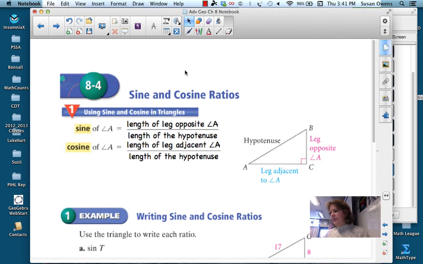Today's video is for Chapter 8, Section 4, Sine and Cosine. So we've already learned tangent and we've seen where the tangent ratio comes from. These next two are just two other ratios that we can write based on an angle.